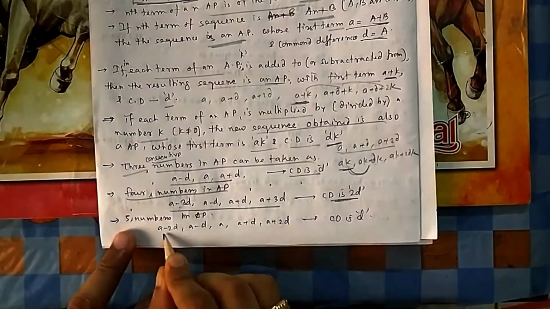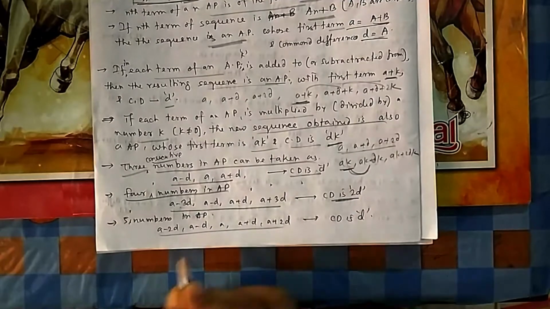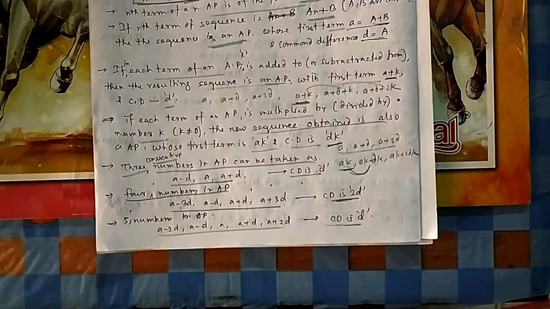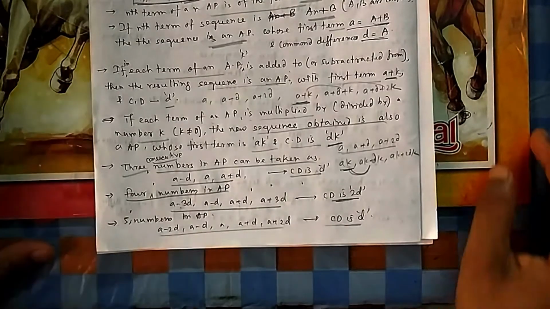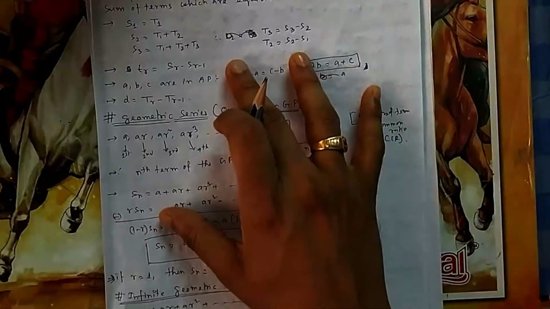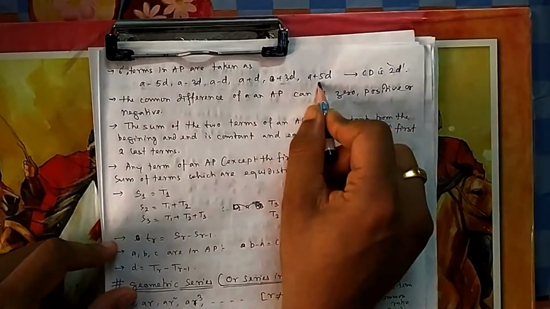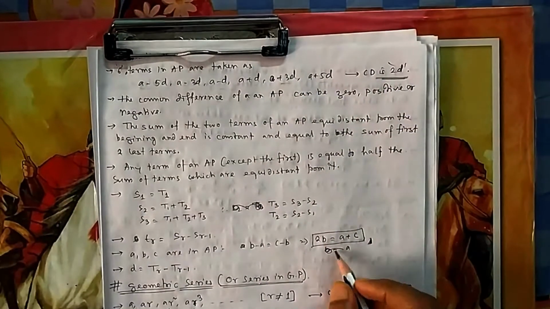If you want to take 5 numbers, you can take them in this way, and here CD will be only D, you can see. If you add all this, D will get cancelled out. So that is the idea. Similarly, if you want to take 6 consecutive terms, you can carry on with 5D, 3D, D, D, 3D, 5D, where the common difference is again 2D.